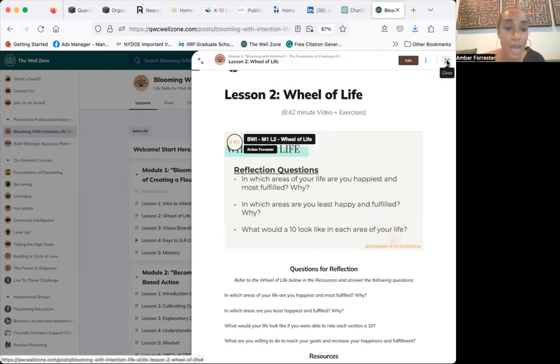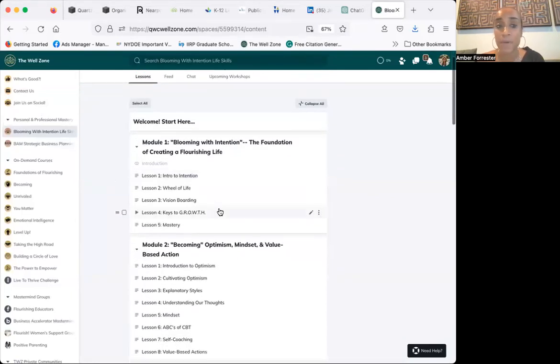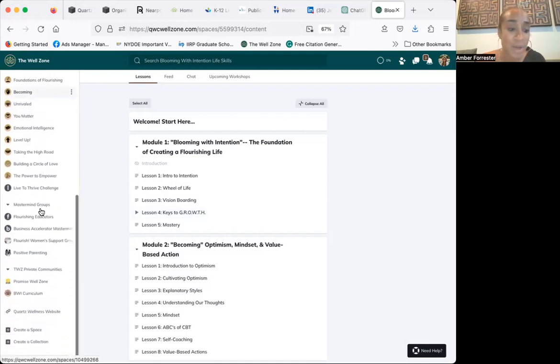So that is just one of the lessons from the 12 modules that are separated by self-awareness, self-management, and relationships, and all anchored in responsible decision making. All right. So that is the Well Zone.